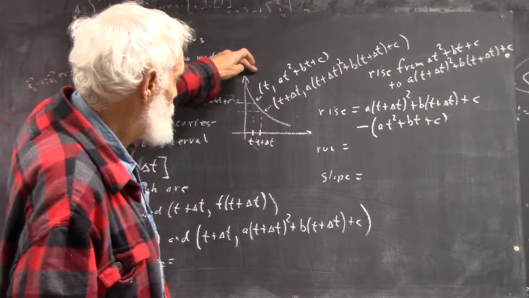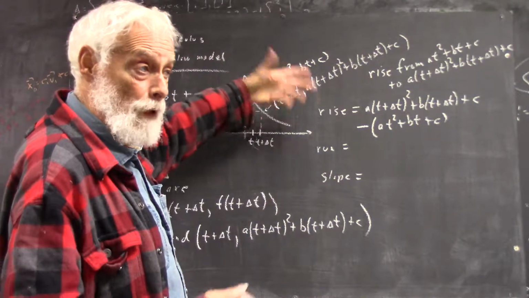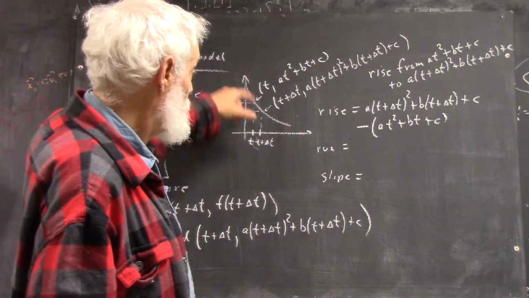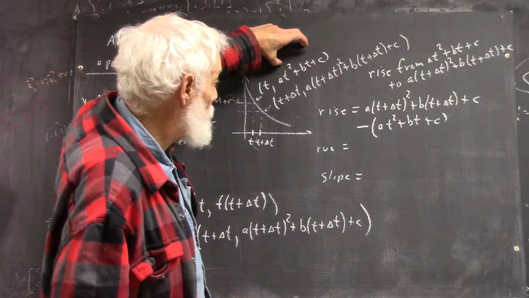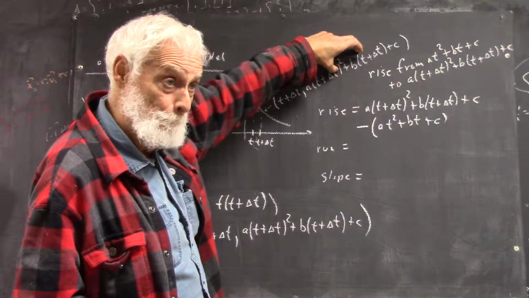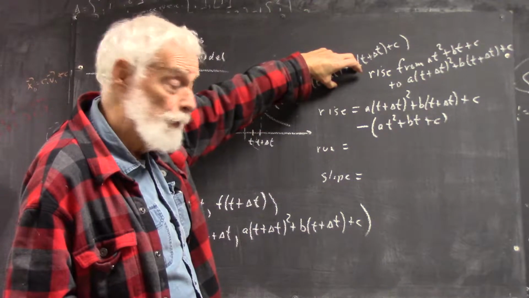Okay, so our points are these. Now we get the rise and the run. What's the rise? The rise goes from this y-coordinate to this y-coordinate, right? If we go from left to right, it goes from here to here.